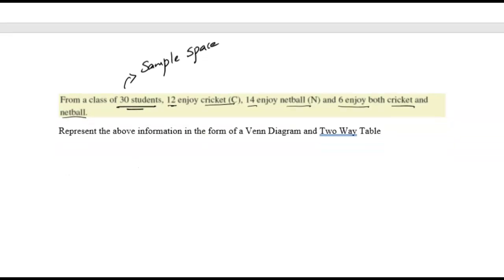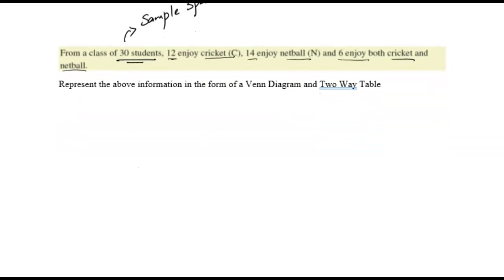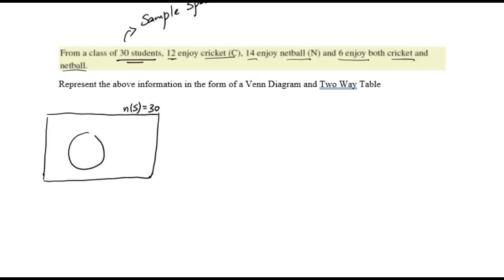Right, so the first thing I'm going to do is draw a rectangle that is going to represent my sample space. I'm going to say the sample space is going to have 30 students. That's a representation of the sample space, so I've just used capital S here. We've got 2 events, cricket and netball. So that's my circle for cricket, and that's my circle for netball.